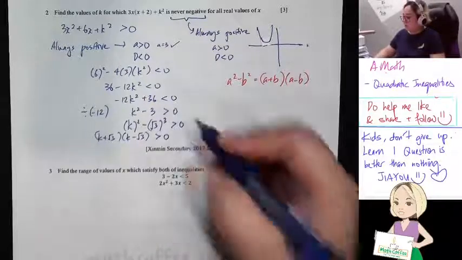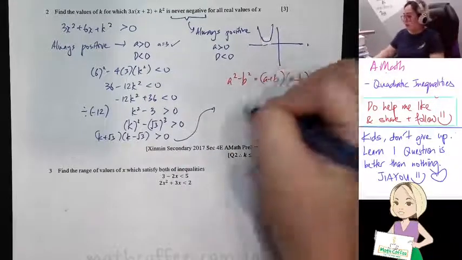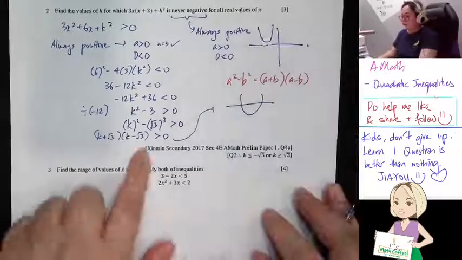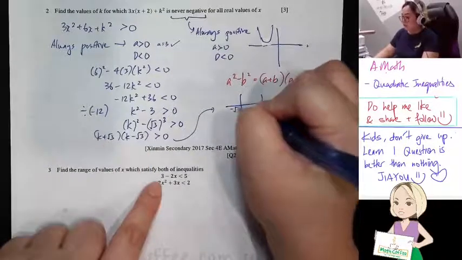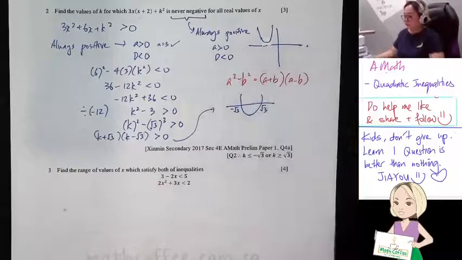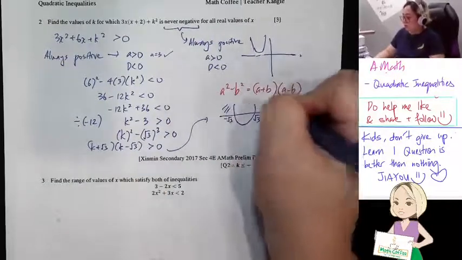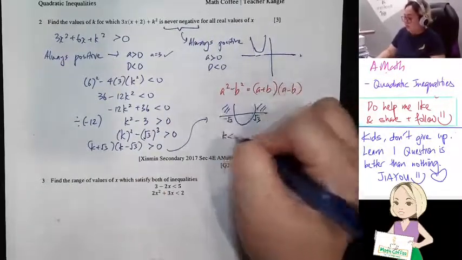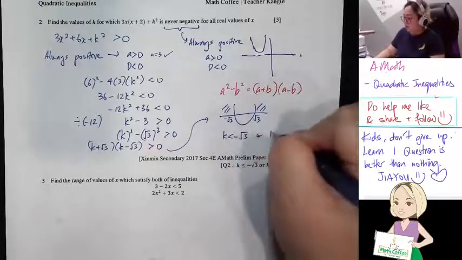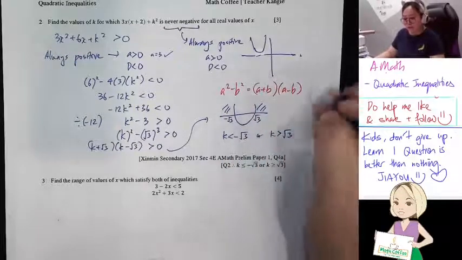Okay, next we draw our diagram, right? Draw our diagram. So this time around, the value here will be, one is negative square root 3, one is square root 3. More than 0 is you shade the corner. So therefore, your k is less than minus square root 3, or k is more than square root 3. Done.